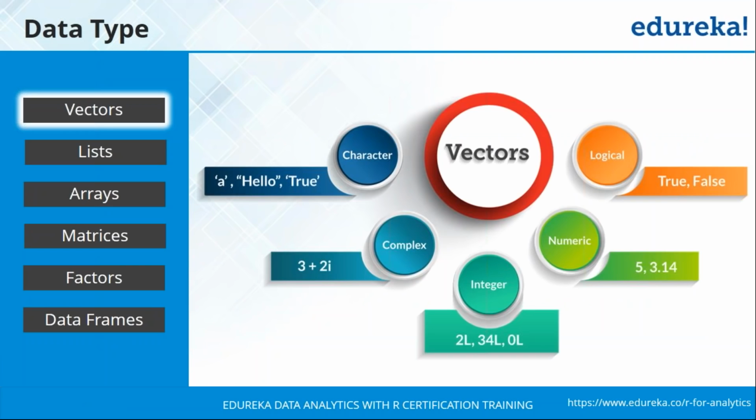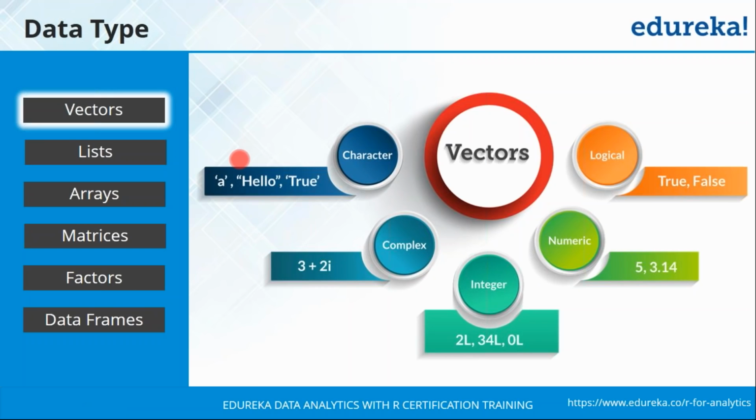These are your character, complex, integer, numerical and logical value. Now in your logical value, you basically have your true and false. In numerical, it can be a numerical value, and in integer can have an integer value. Okay, you can also work around with complex number where there's a real and an imaginary part, and you can also work around with characters.